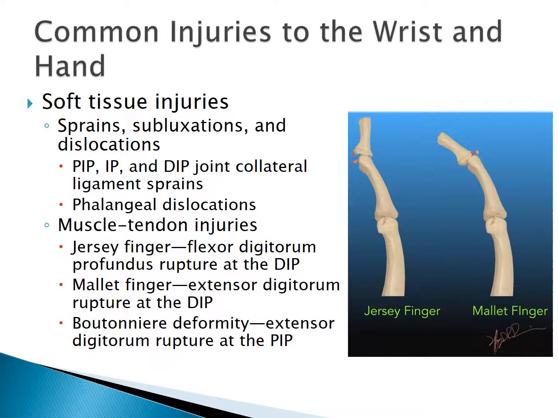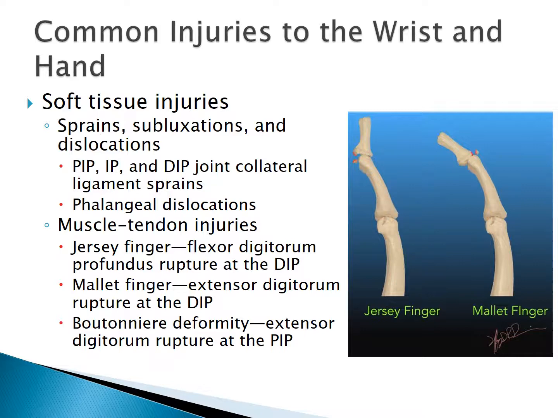A jersey finger is an injury that involves the rupture or avulsion of the flexor digitorum profundus tendon away from the distal phalanx. It is named because of its common mechanism that involves grasping of a jersey and having the flexor tendon pulled away from the distal phalanx. A patient with a jersey finger will be unable to flex at the DIP.